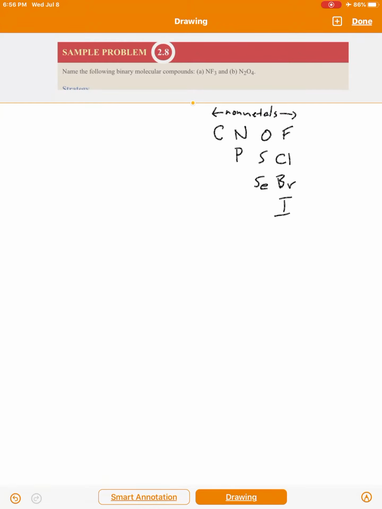Sample problem 2.8. Name the following binary molecular compounds. The first one is NF3, and the second one is N2O4. So I've broken out here a list of the nonmetals that we would use in naming binary molecular compounds.